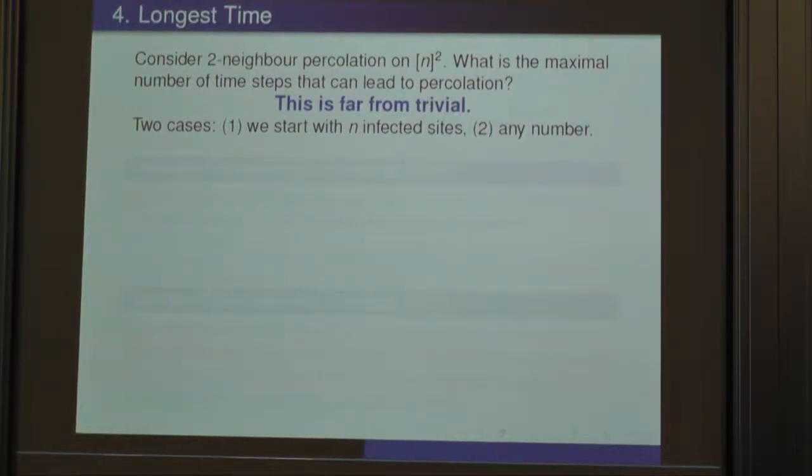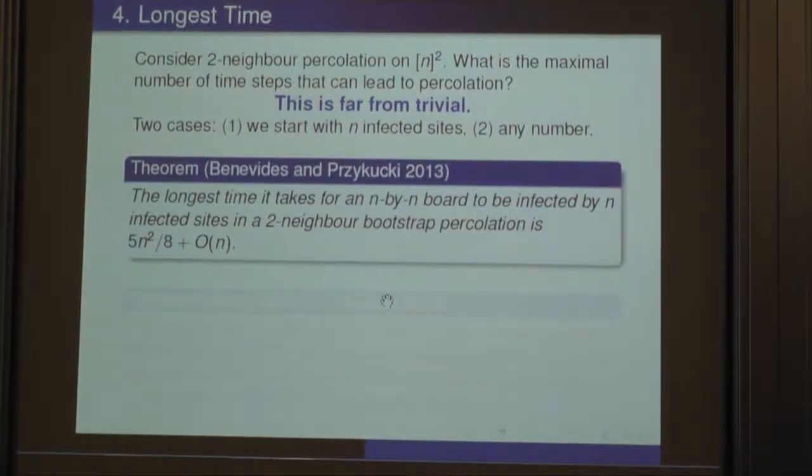We just changed shortest time to longest time. Of course, there are two variants. We may say take n sites that percolate, that's the minimum number of sites that percolate, or take any number of sites that will percolate. And how many steps do we have to take till full infection? And again, this is far from trivial. It was done by two very clever students. One of them has got his PhD, the other one is about to get it, submitted it yesterday. They showed that the longest time in an n by n grid, starting with n sites, is 5n squared over 8.